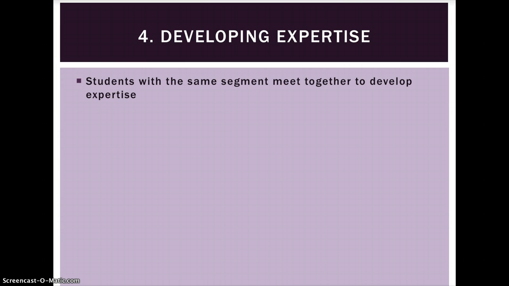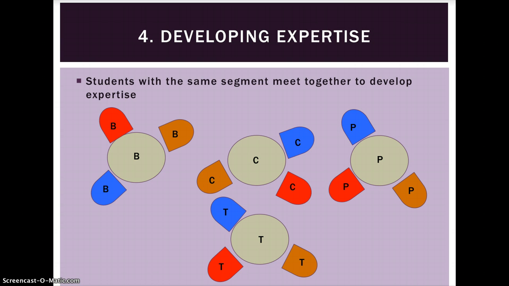The next step in the process is to develop expertise. The students in the class regroup so that everyone working on the same segment is together. In this example, we see that everyone working on the segment regarding bus transportation is at one table, and the same is true for students working on the car, plane, and taxi segments. Once in the groups, the students should review the objectives to ensure that everybody has the same understanding of what is being asked.